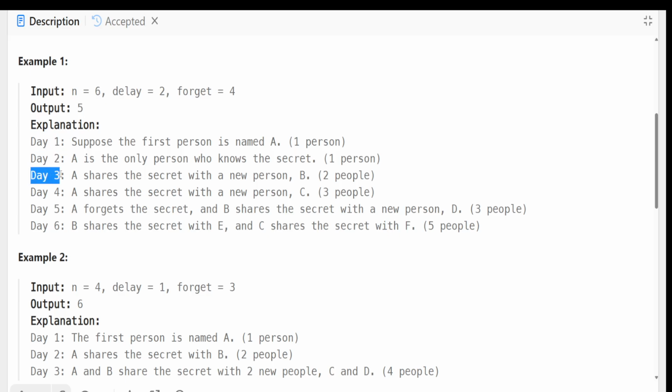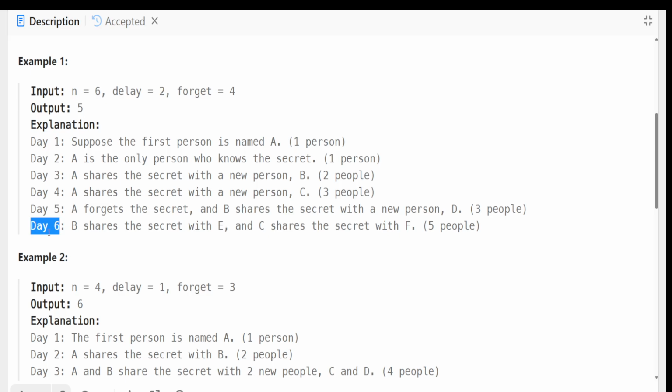And then at day 3, the person starts sharing, right, and one person learns. Then at day 4, the person shares again and another new person learns. Day 5, the person who learned on day 3 now starts sharing, so one person learns, correct? And at day 6, both day 3 and day 4 persons are sharing, so two people learn this day.